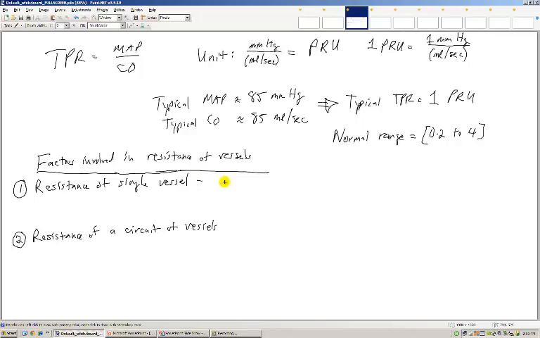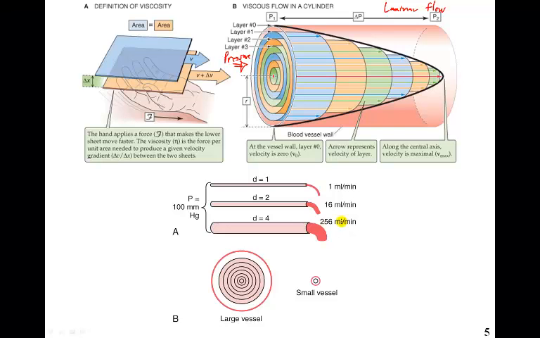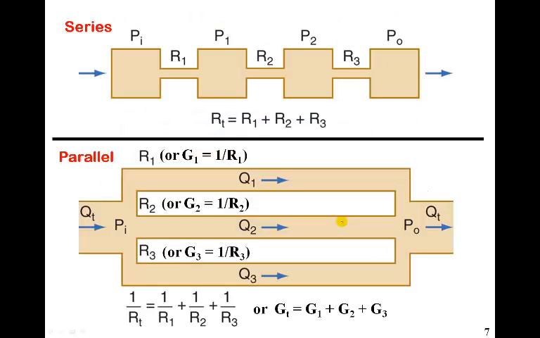So for the single vessel, it's basically Poiseuille's law. R is equal to 8 nu L divided by pi r to the 4th. Okay. So then we have to think about, well, now what do we do? What happens to resistance when you have multiple vessels?